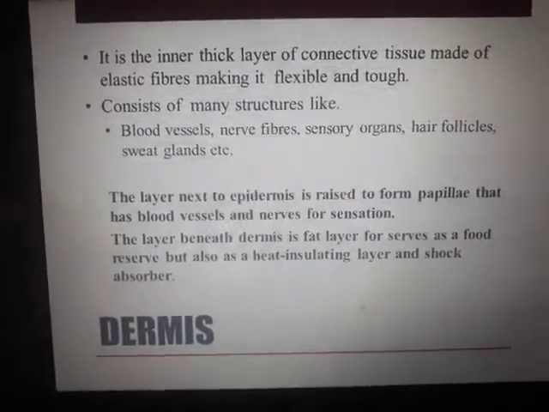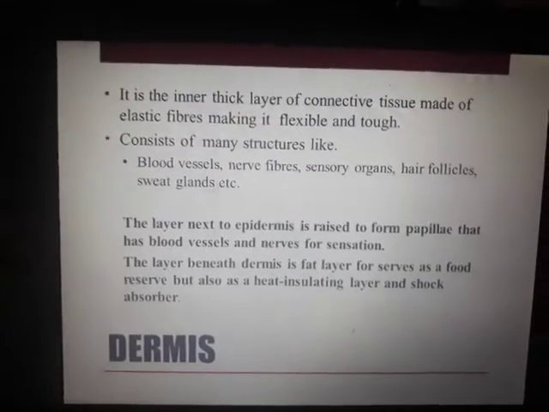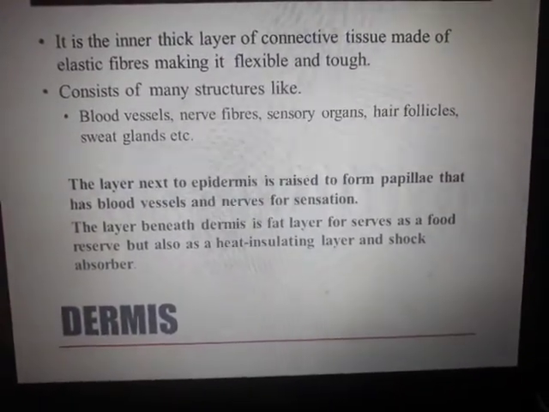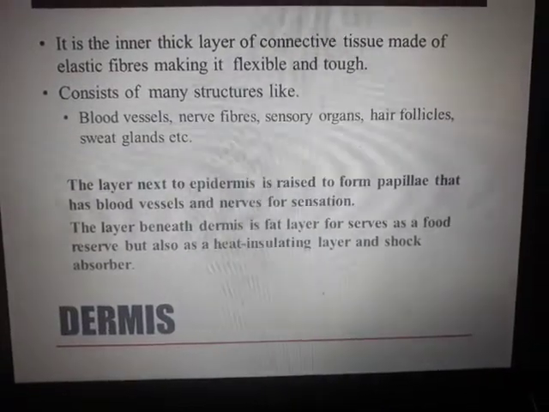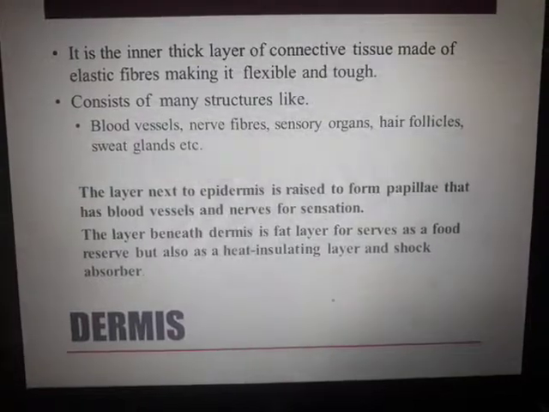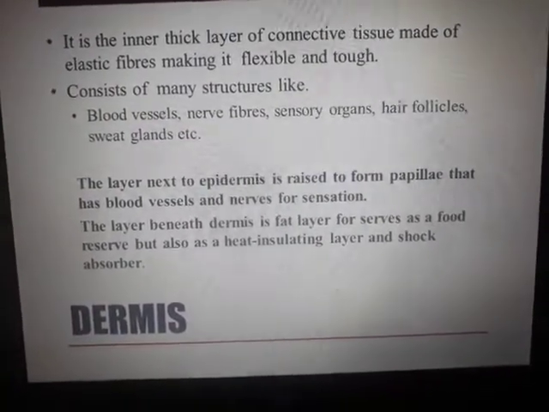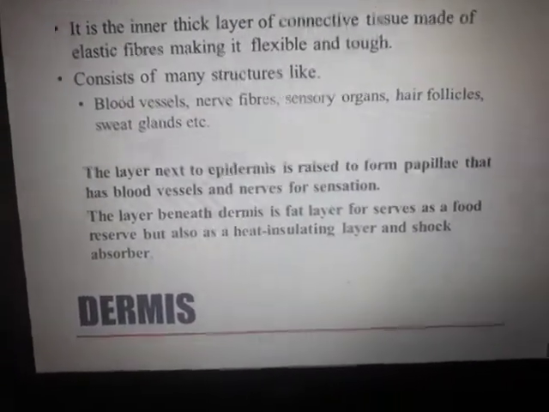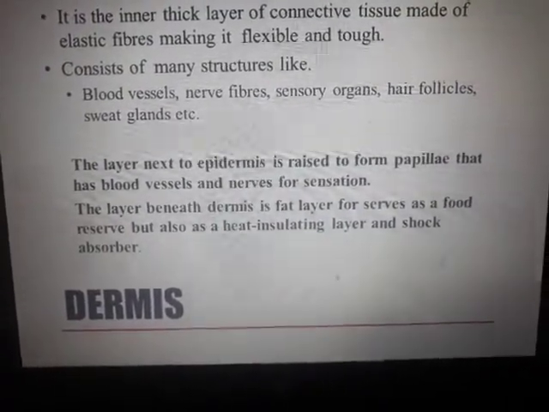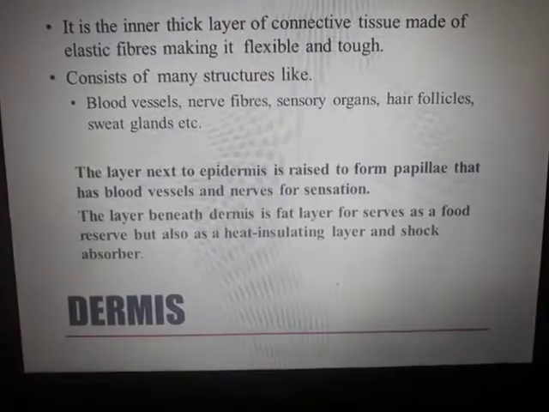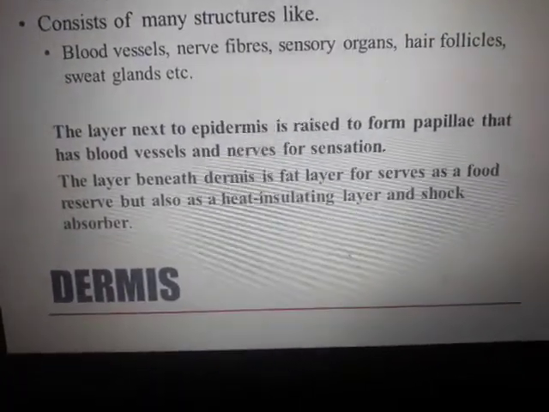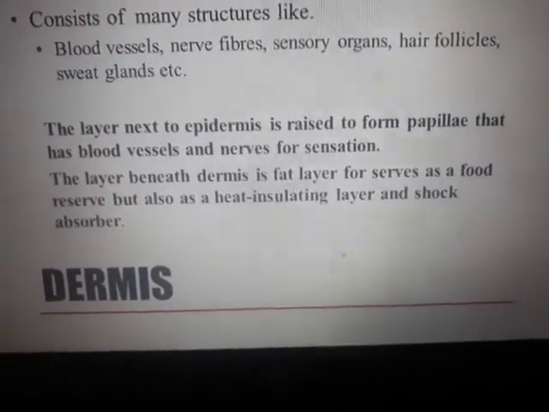So that was all about the epidermis. We saw the three layers. Now we are going to have a look at the dermis. Okay, it is the inner thick layer of connective tissue made of elastic fibers, making it flexible and tough. So things are getting tougher here. The dermis is again a tough layer, having a lot of connective tissue because it has to connect many things. It consists of many structures like blood vessels, nerve fibers, sensory organs, hair follicles, sweat glands, sebaceous glands, etc. The layer next to the epidermis is raised to form papillae.